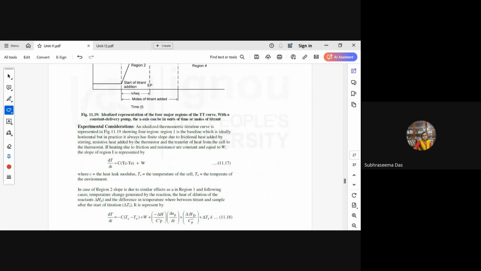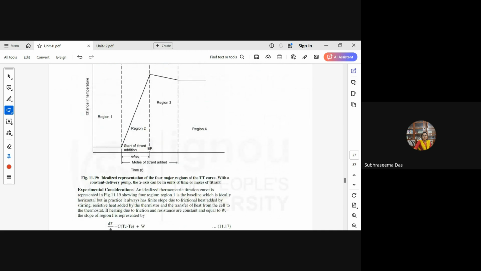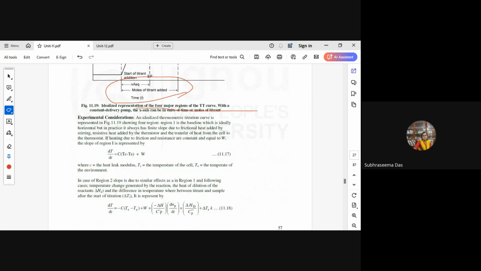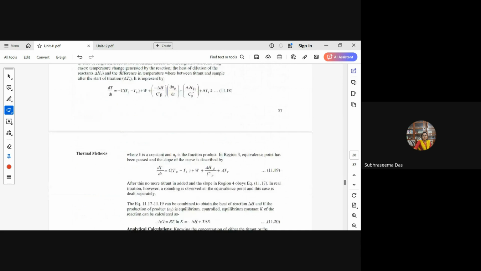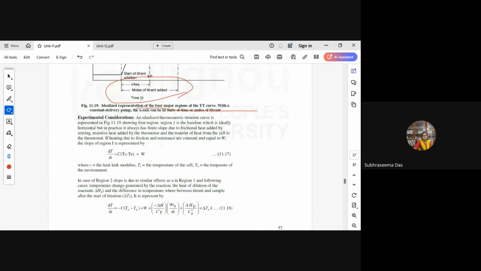Figure 11.19 shows the idealized representation of the four regions of the TT curve. With the help of a constant delivery pump, the moles on the x-axis can be regulated. Now, the experimental procedure for a thermometric titration. An idealized thermometric titration is shown in figure 11.19.